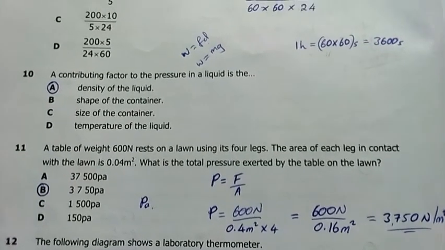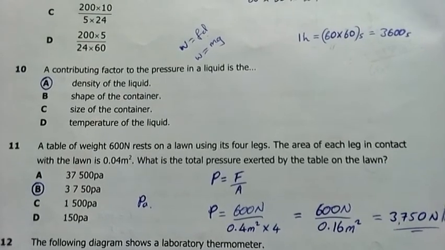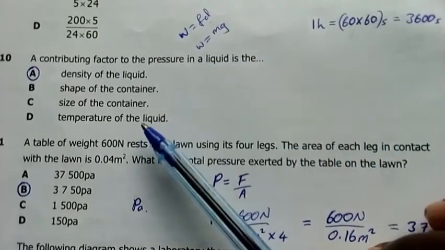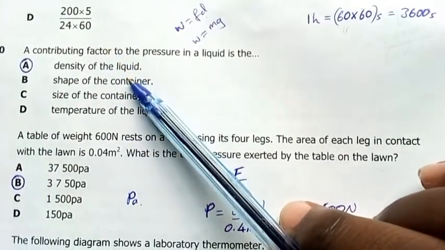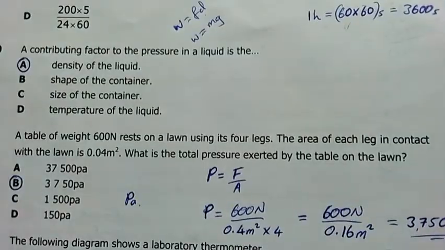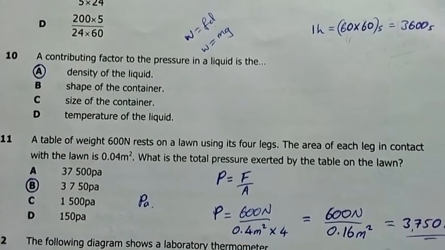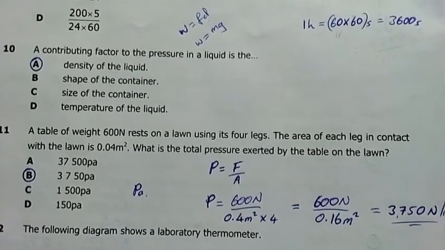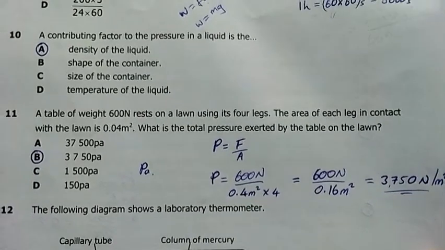So getting to question 10, a contributing factor to pressure in a liquid is the temperature, no. Size of the container, no. Shape of the container, no, but the density of the liquid. A thick liquid will have a lot of pressure on you if you went swimming in it, compared to a lighter liquid with less density.